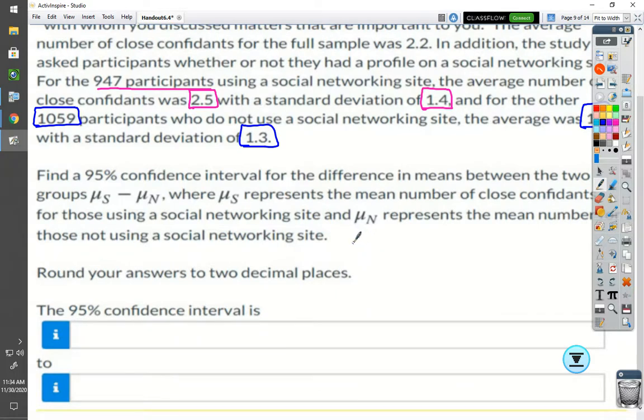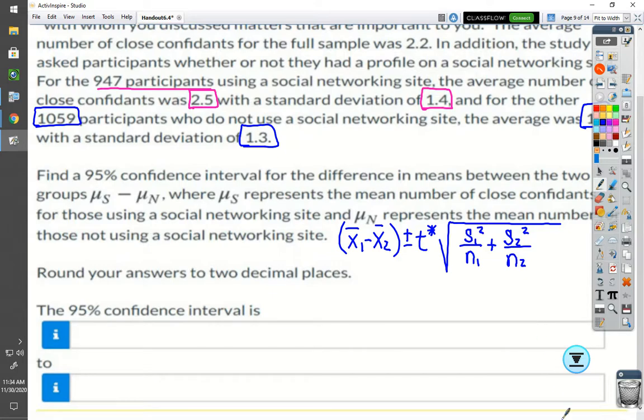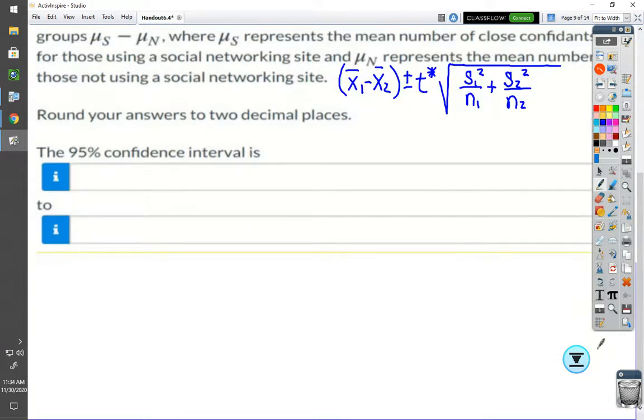x bar 1 minus x bar 2, plus or minus t star. And then t star is going to get multiplied by the square root of the standard deviation of the first squared divided by the value of n in the first, added to the standard deviation of the second squared divided by the total number n in the second value. I'm going to give myself a place to work down here.